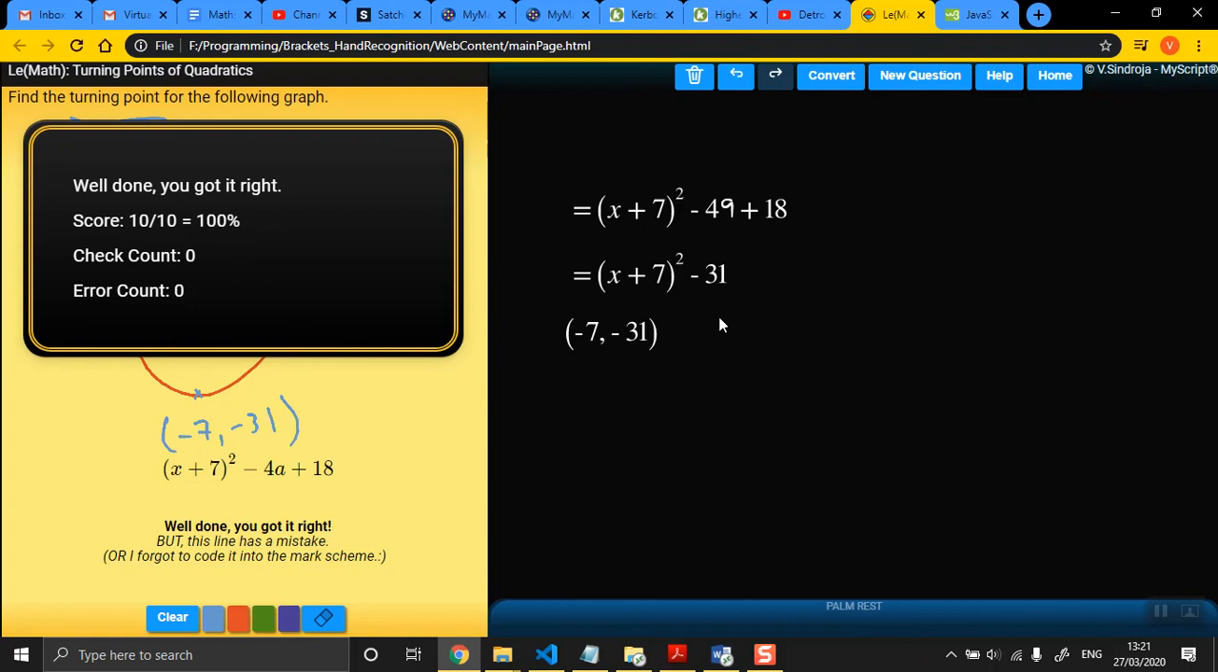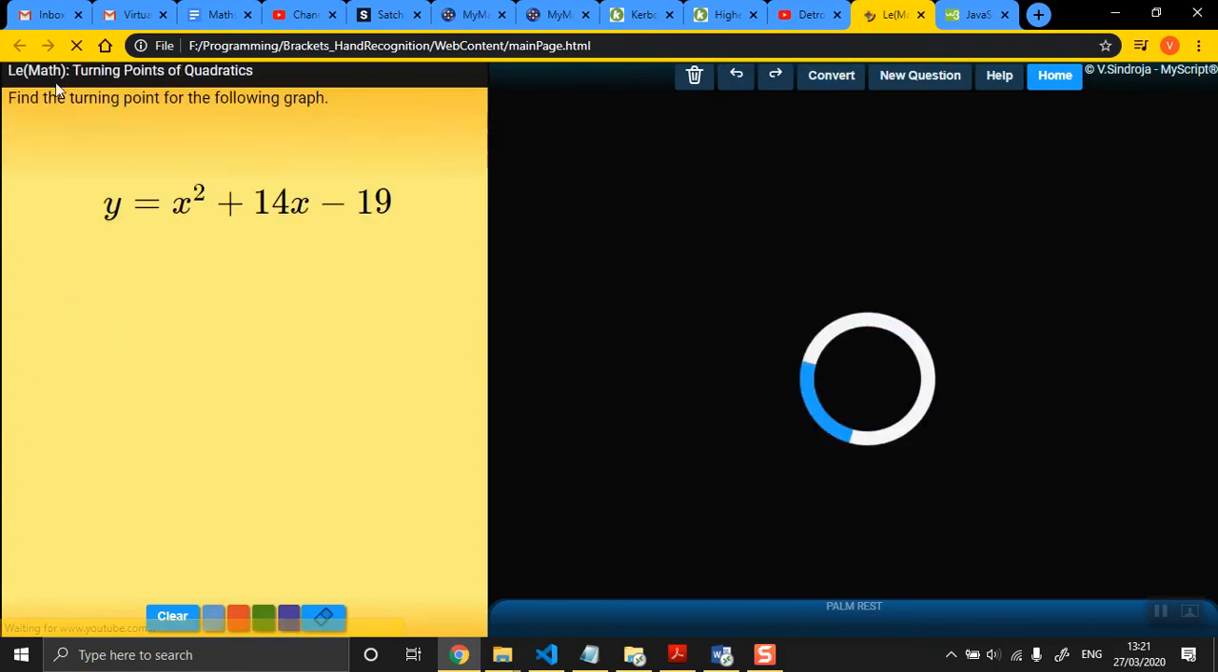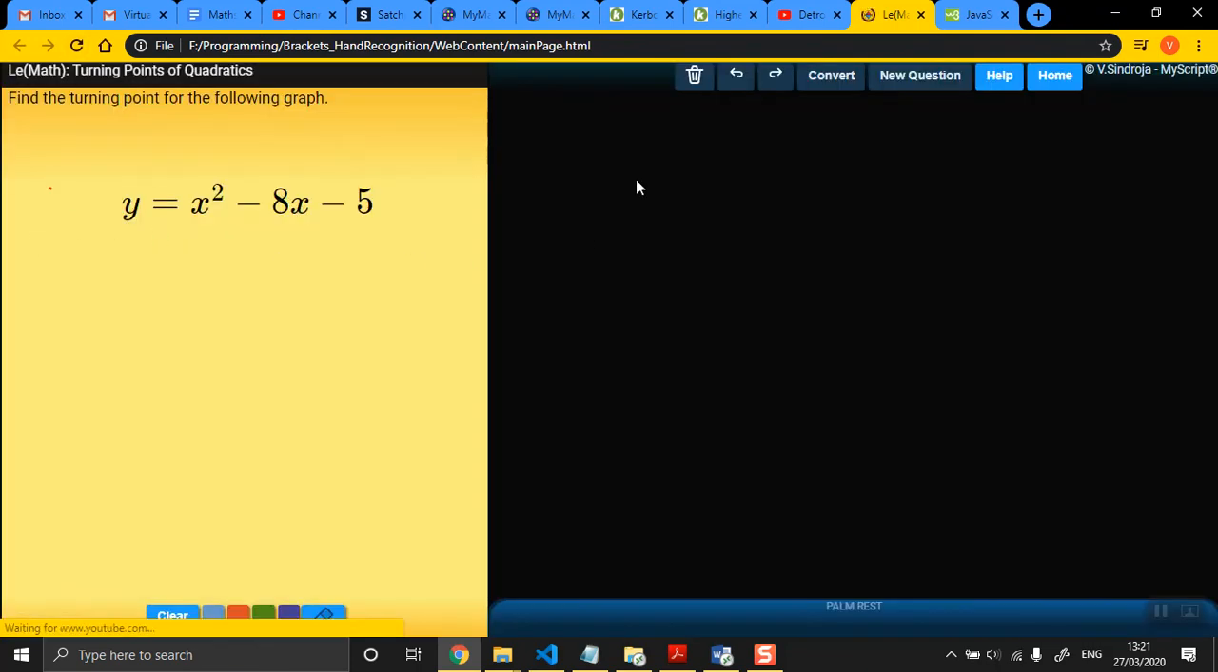So that's literally it. That's another thing you can do with completing the square. You can find the lowest point on a quadratic graph. Let's just do one real quick. Here's another one. Actually, let's do one that's got a minus in it. Let's find one that's got a minus. Here we go. This one here. Let's go straight into it.